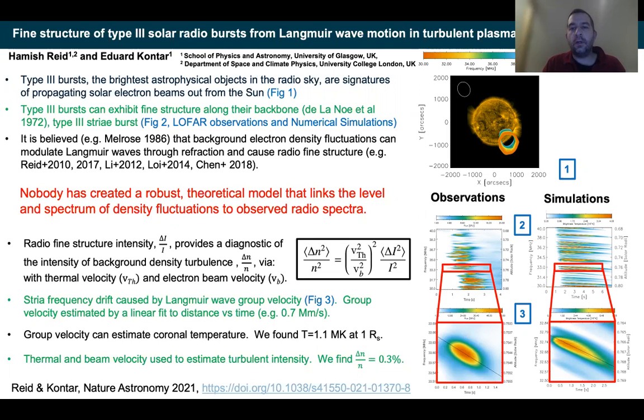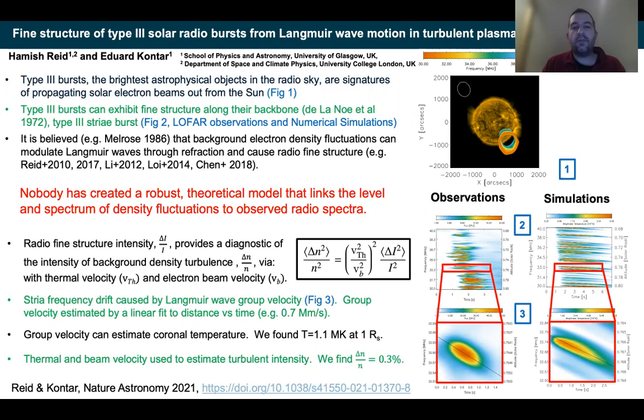You can see a LOFAR image of a type 3 burst in figure 1. The colored contours are the type 3 burst at about the 80% level. Now, the type 3 burst frequency decreases as a function of time, and this is related to the electron beam propagating through plasma with a decreasing plasma frequency.